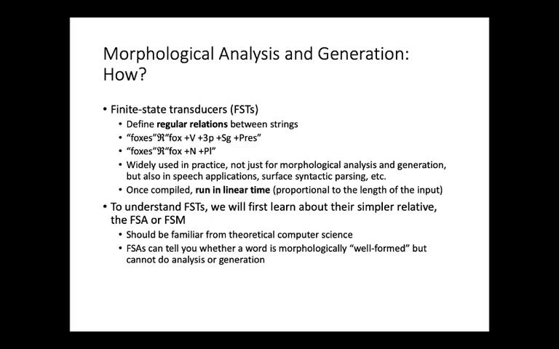So who here has heard of FSAs, finite-state automata? Hopefully many more of you. So FSTs are a generalization of FSAs where each transition can have two labels rather than one. It can have an input label and an output label. And we'll talk about that relation in a little bit. But basically what FSTs do is they define relations. They define regular relations between strings.